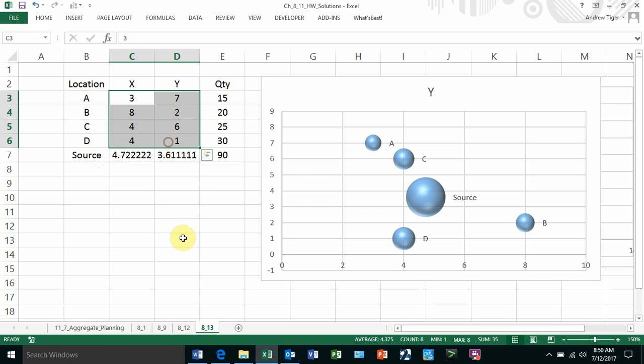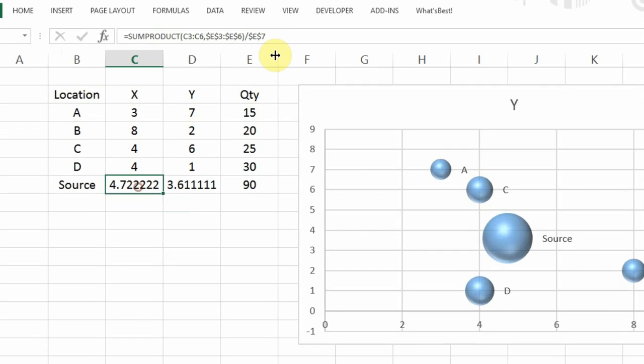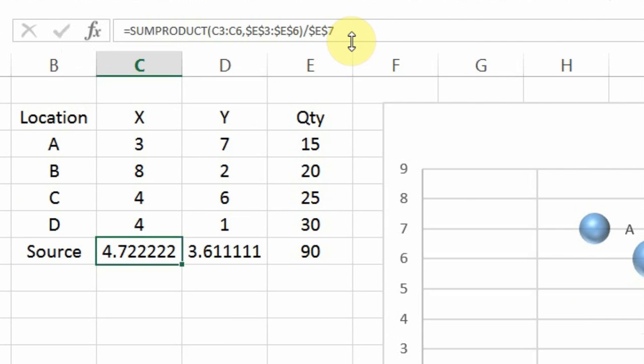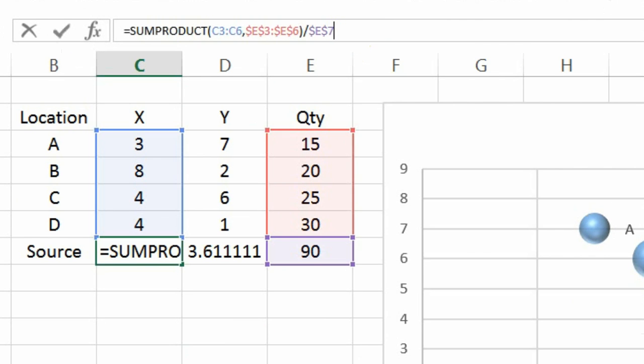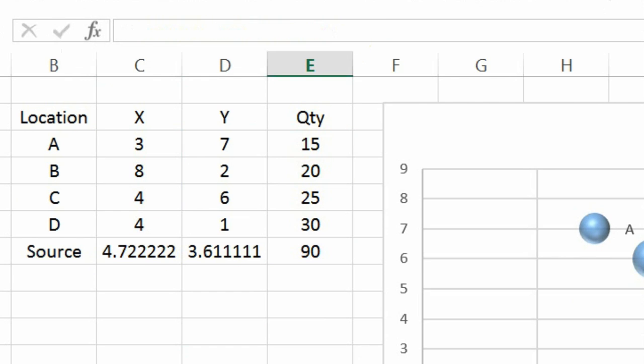These are like longitude, latitude. You can certainly use longitude, latitude in your problem, or this could be data, and then this is the amount that has to be shipped to those. So the center of gravity formula that we use is sum product, where you take the sum product of your coordinates against the volume divided by the total volume. And that will give you your coordinates, and that's the big circle here, the source of supply.